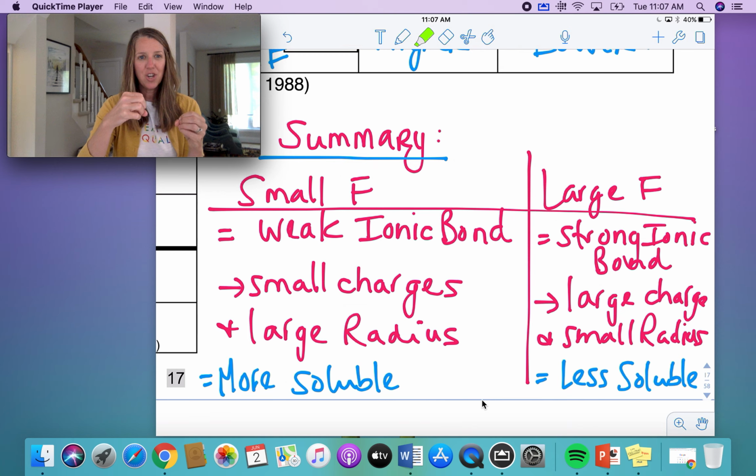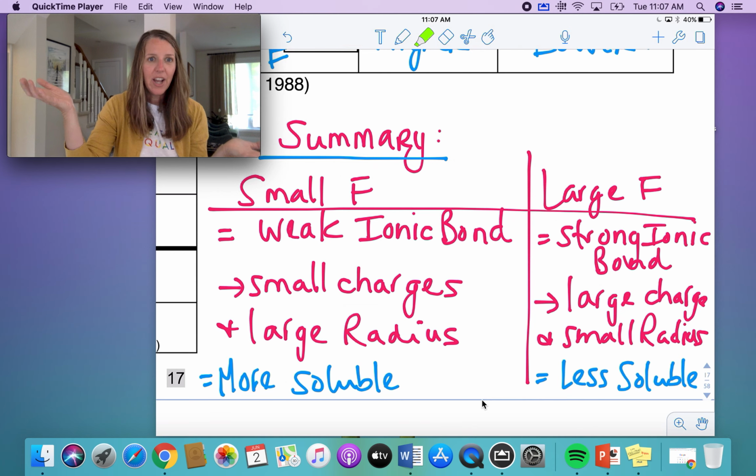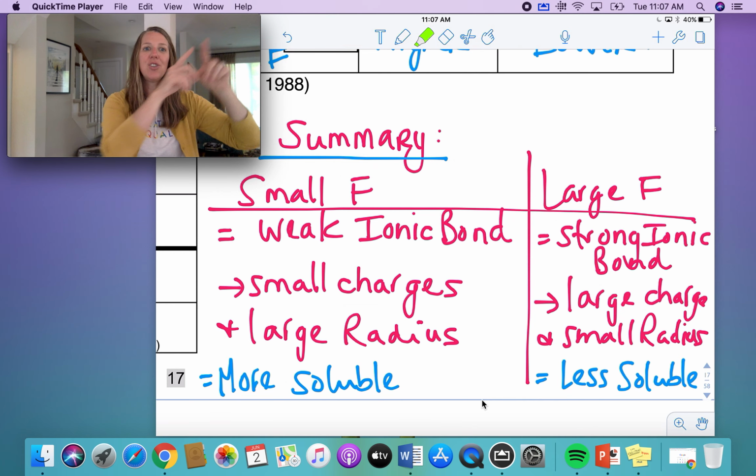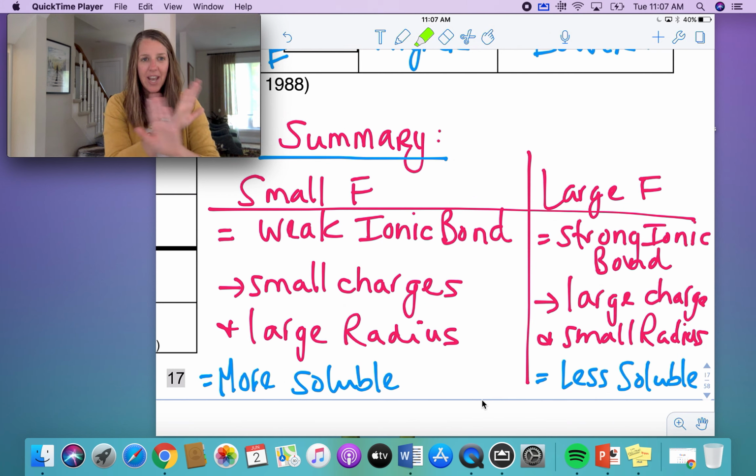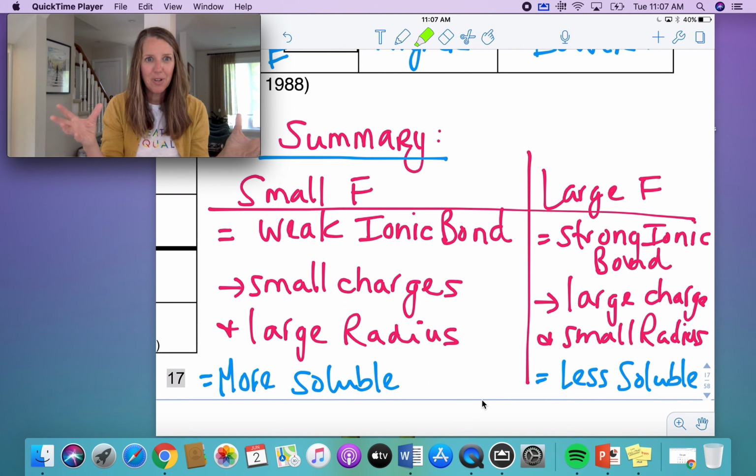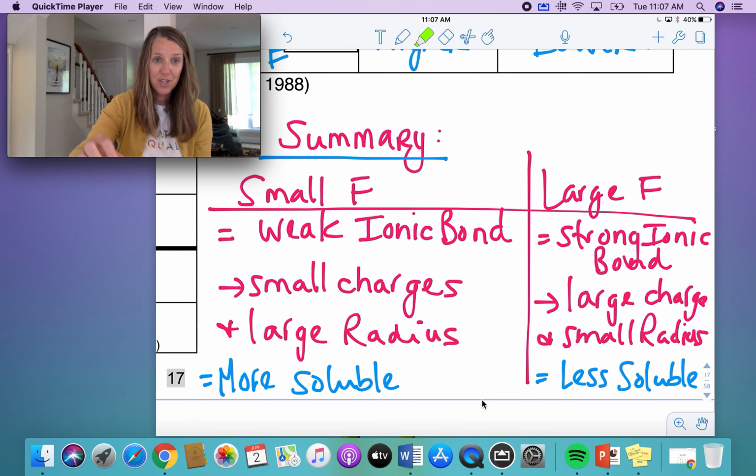So if you have small charges and that radius is far between the center of those two ions, it creates a weaker ionic bond. Now remember, ionic bonds are always strong compared to covalent bonds, but now we're just comparing the strength of the ionic bonds. So if you have small charges and they're farther apart, it's going to be more soluble because it takes less force to break those. And that's what you're breaking. You're referring to the intermolecular bonds breaking when we're doing solubility.